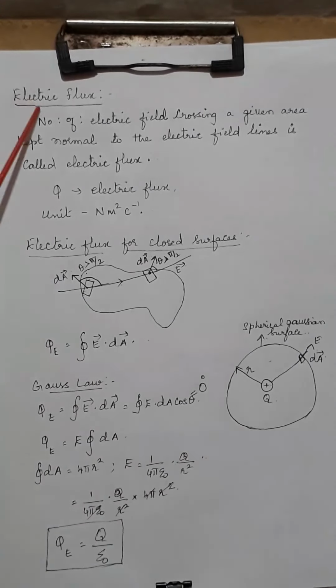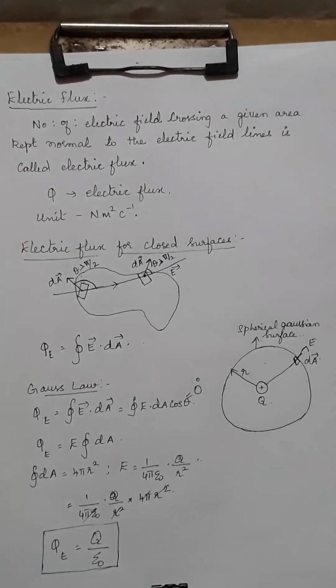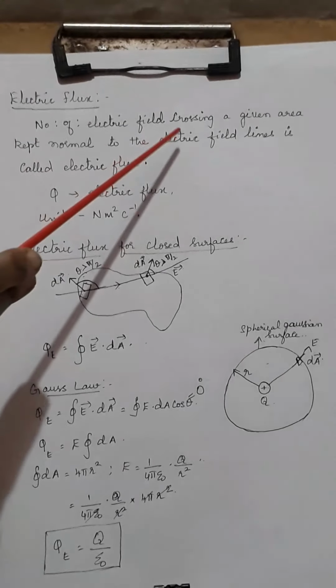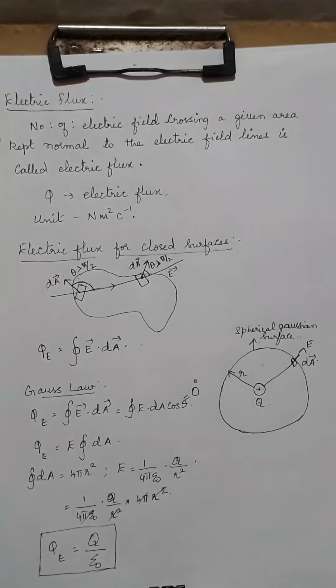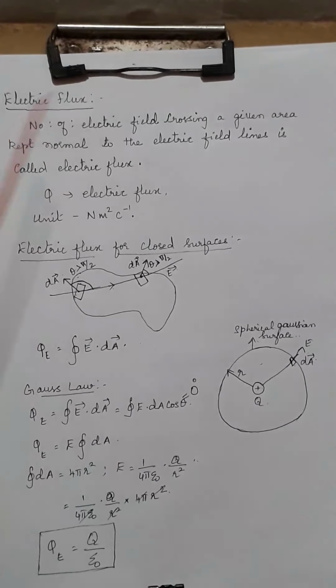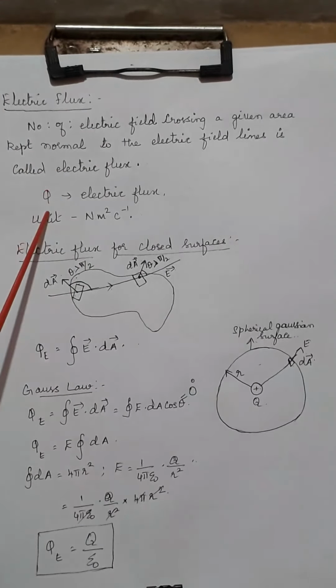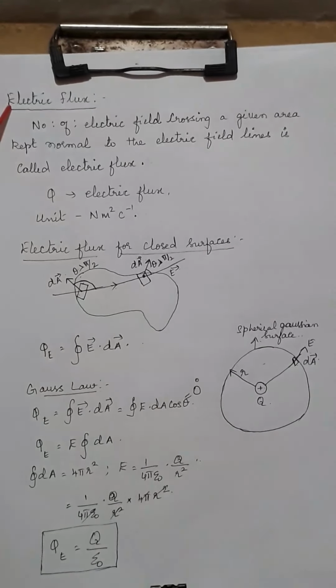So flux, what will be flux? Flux is nothing but the number of electric lines crossing per unit area, and it is always a scalar quantity because I am going to find out only the number of lines crossing there. It is denoted by phi. Actually, flux is there even in the magnetism lesson also, magnetic flux.